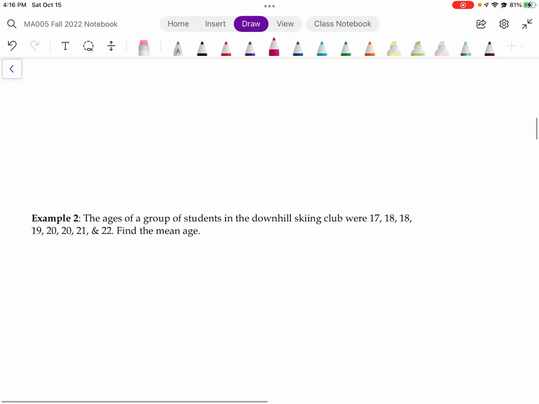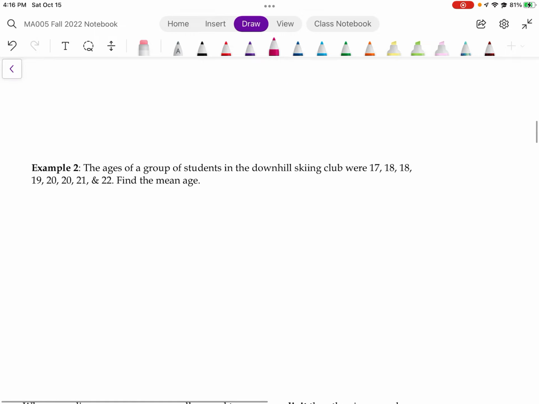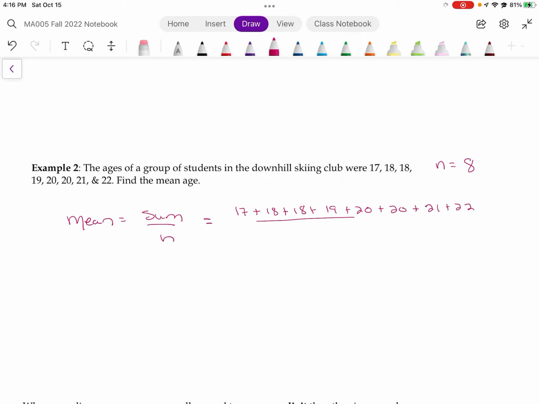All right, next question. The ages of a group of students in the downhill skiing club were listed here. Find the mean age. The mean is the sum over n. So what is n? You need to count the numbers, and you will find that there are 8 numbers there. So we're going to add all these up: 17 plus 2 18s plus 19 plus 2 20s plus 21 and 22, over 8 numbers. When you do that, you're going to find that you get 155 over 8, or you can just put it all in your calculator all at once and get 19.375.